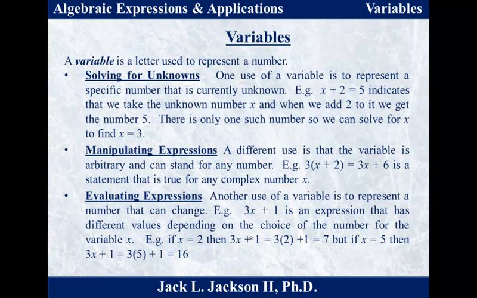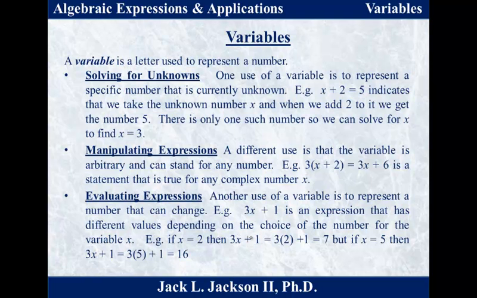One is solving for unknowns. So one use of a variable is to represent a specific number or perhaps set of numbers that is currently unknown. For example, we might have an equation, x + 2 = 5, which indicates that we take the unknown number x, and when we add 2 to it, we get the number 5.